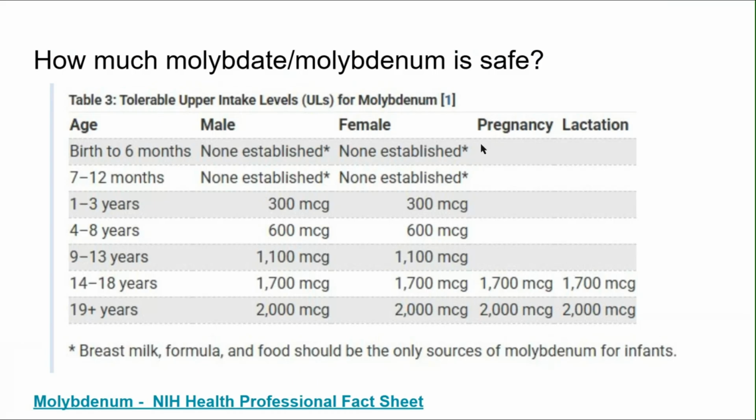So how much molybdate or molybdenum is safe? Well, the upper level intake for molybdate is set at 2,000 micrograms for an adult. And you can see for children, it's a little bit smaller. So under the age of 9, the upper level intake is 600 micrograms. But there is a recent study that is a bit concerning to me.